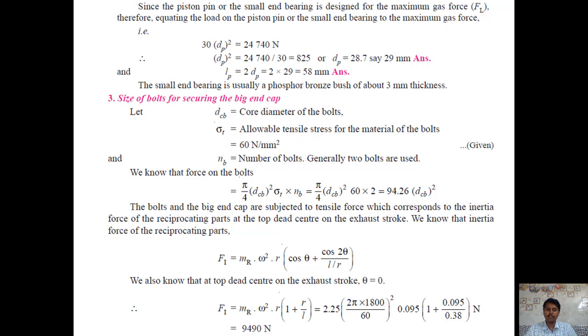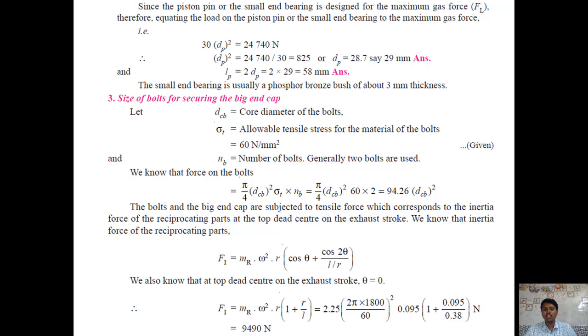So the tensile load for the bolt is simply area into stress. Here the area is pi by 4 dCb square, where dCb is the core diameter of the bolt. So pi by 4 dCb square into sigma t multiplied by the number of bolts. If you use 2, put 2. If you use 4, use 4. Mostly 2 bolts are used, so we put the number of bolts as 2.